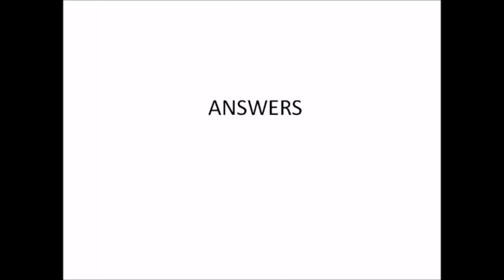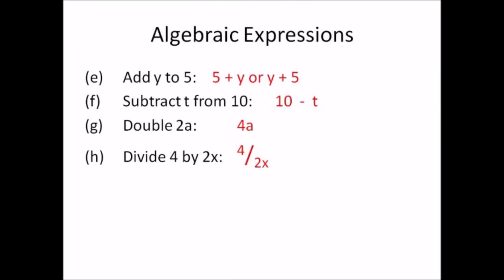Okay, we move on to the answers now. And here we go for the algebraic expressions. Add y to 5 is 5 plus y, or y plus 5. Subtract t from 10 is 10 minus t. Double 2a is 4a. And divide 4 by 2x is 4 over 2x.